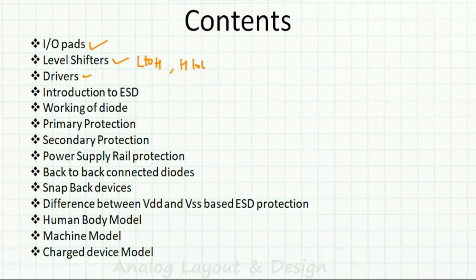And in this video we will discuss what is ESD, and we will speak about how a diode works. Then we will look into ESD protection: primary protection, secondary protection, power supply rail protection, and back-to-back connected devices. Back-to-back connected diodes and snapback devices, the difference between VDD and VSS based ESD protection, and then the human body model, machine model, and charge device model.